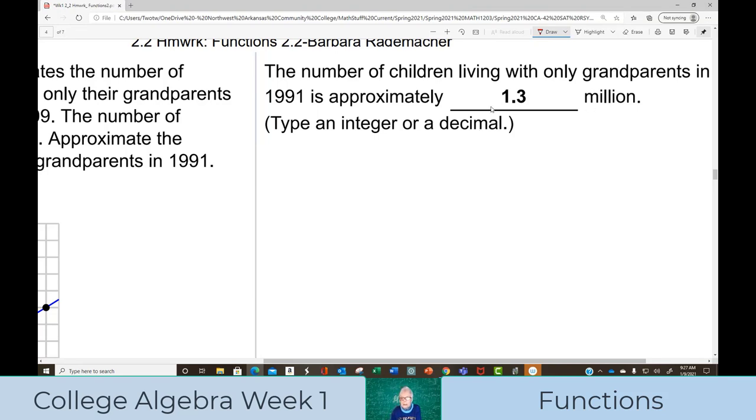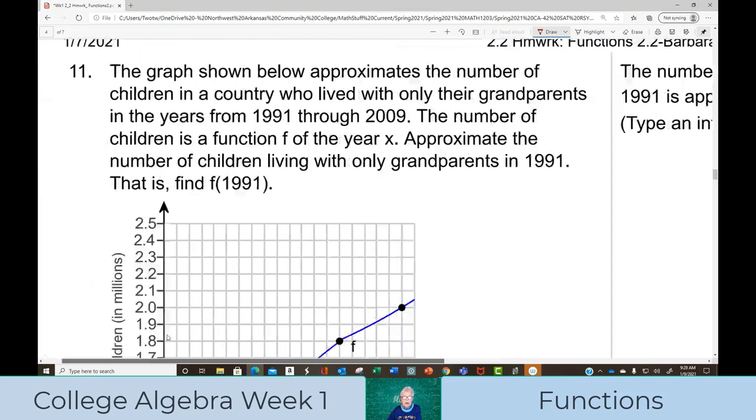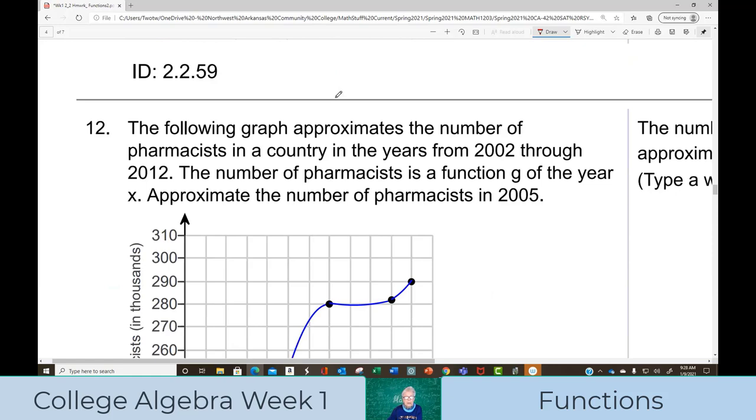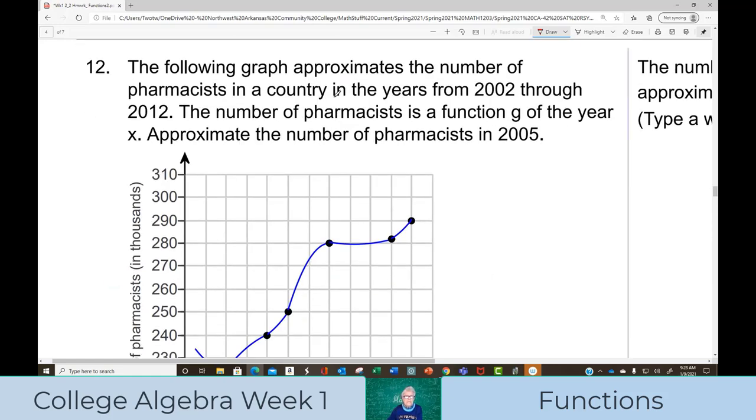This is really an answer box on my math lab. So you would type 1.3 in the answer box, and the word million is already written for you, so you don't need to write 1.3 million. This is just a little practice reading a real life graph and not just a made up kind of graph. Well, except it is made up.